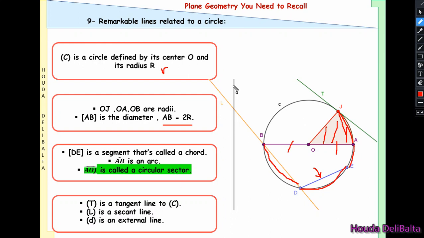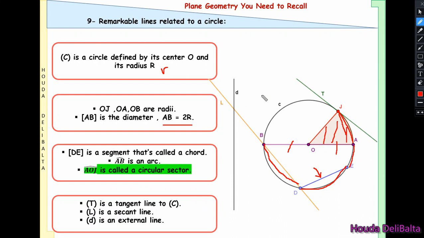Now let's talk about the lines relative to this circle. Look at the green line. The green line here is T. It's called the tangent. The tangent to the circle is a straight line that intersects the circle at just one point, as you see here. That's the point of tangency, and we're going to talk about it in detail later. Now the orange line L, intersecting the circle at 2 points B and D, is called the secant. So the secant is a line that intersects the circle at 2 points.